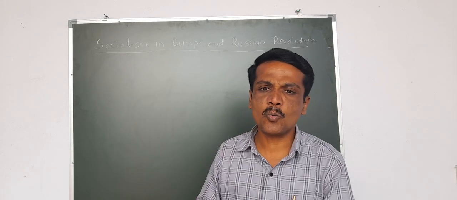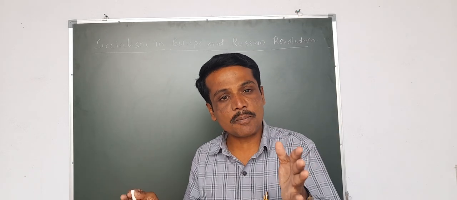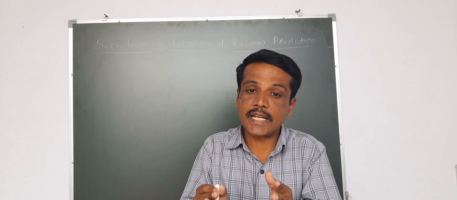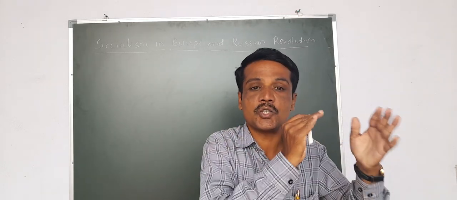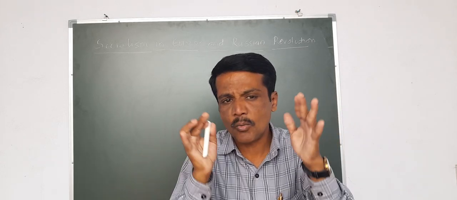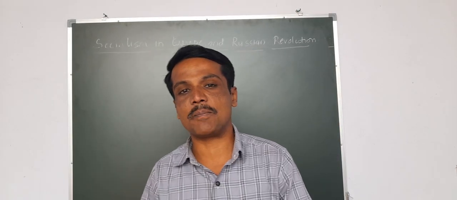In this chapter we are going to discuss a number of points. We are going to discuss the age of social change. There were different types of Russian society, Russian social structure, Lenin, Stalin, most of the important concepts which we are going to discuss. So let's start the chapter.